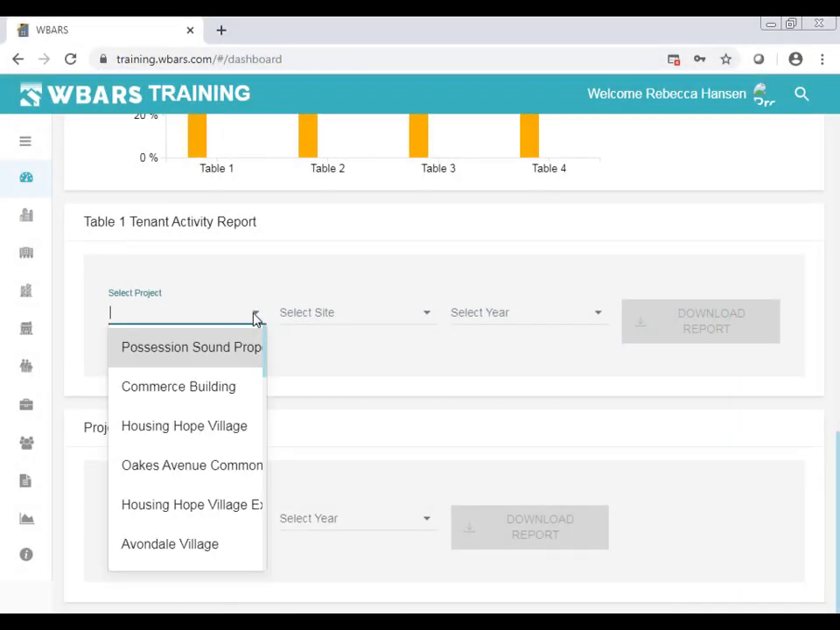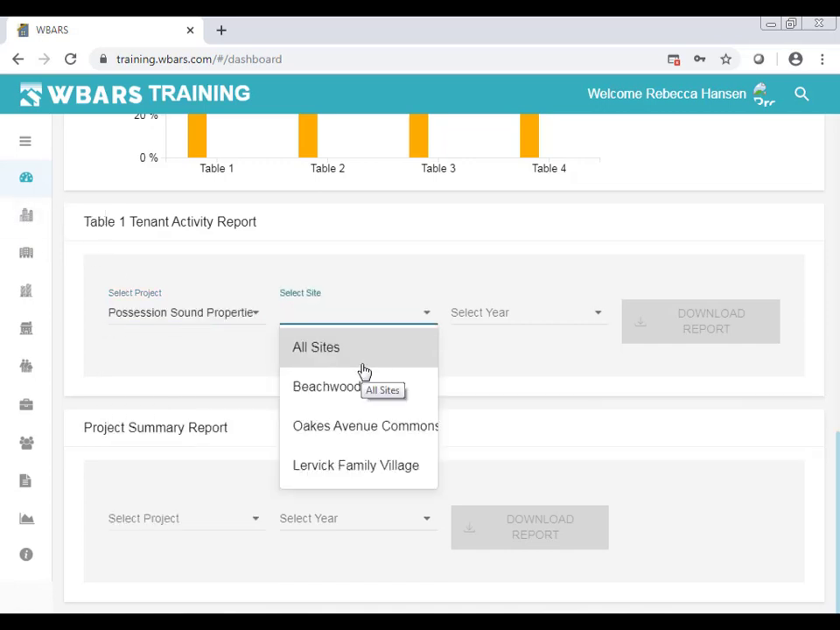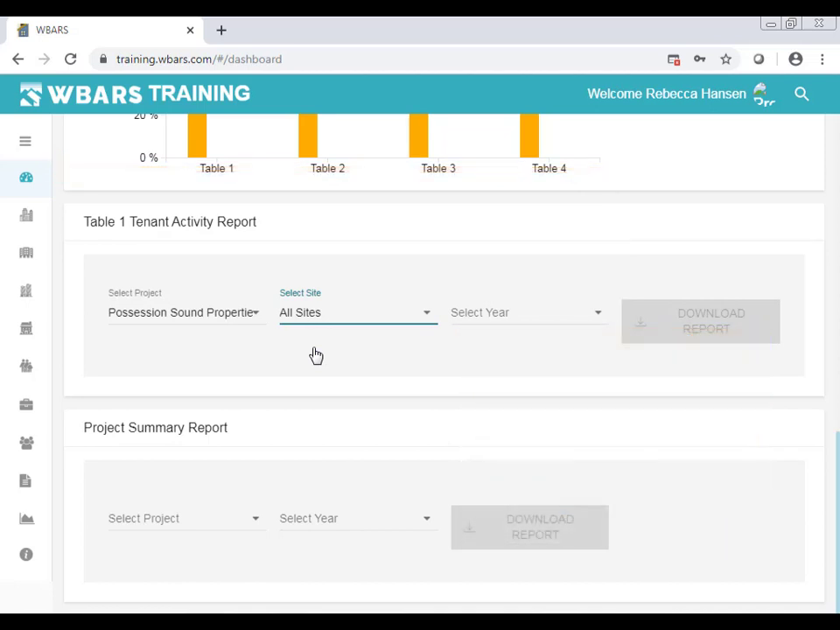Our tenant activity report, which is your Table 1, you can pull that from your dashboard. A reason to pull it from your dashboard versus pulling it from the projects page is if you have a property that has multiple sites. If you pull Table 1 from the projects page, you can only pull by site. If you pull from the dashboard page here, notice I can pick an individual site or I can pick all sites, and I will get one Table 1 with all of the information from the sites combined. I would just need to say what year I want, and I could go ahead and download the report.